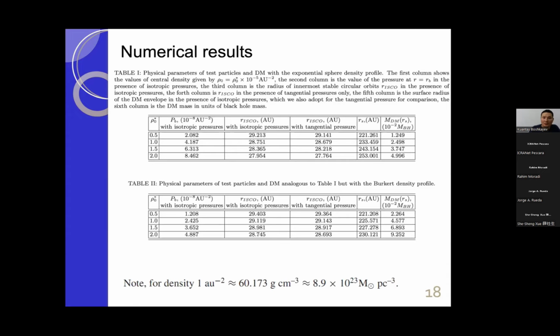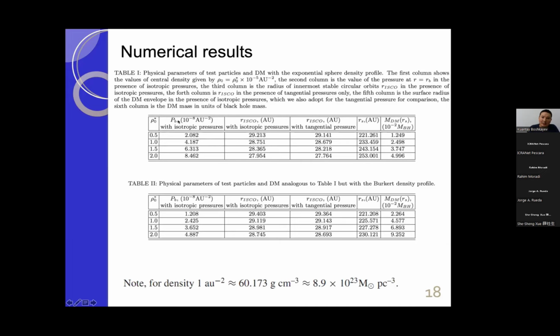So the first table is related to exponential sphere density profile. And here we have two cases with isotropic pressure and tangential pressure. In the case of isotropic pressure, one should solve the TOV equation. And as a consequence of the TOV equation, there will be a finite size of the dark matter envelope. But in the case of tangential pressure, one doesn't have the TOV equation, and the size of the dark matter envelope, or the surface of dark matter, can be arbitrary. So for the sake of comparison, we have chosen these values for density, for central density, and for isotropic case, we have also central. Okay, this is not actually central. This is pressure at boundary, at RB.